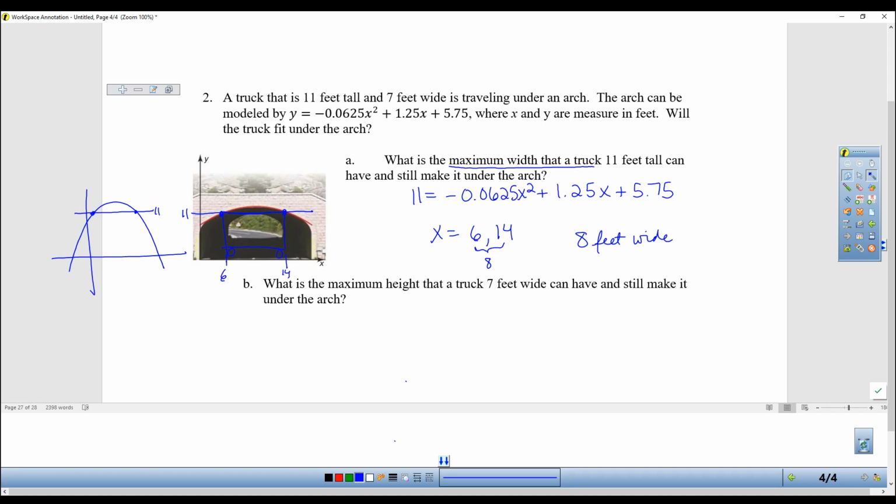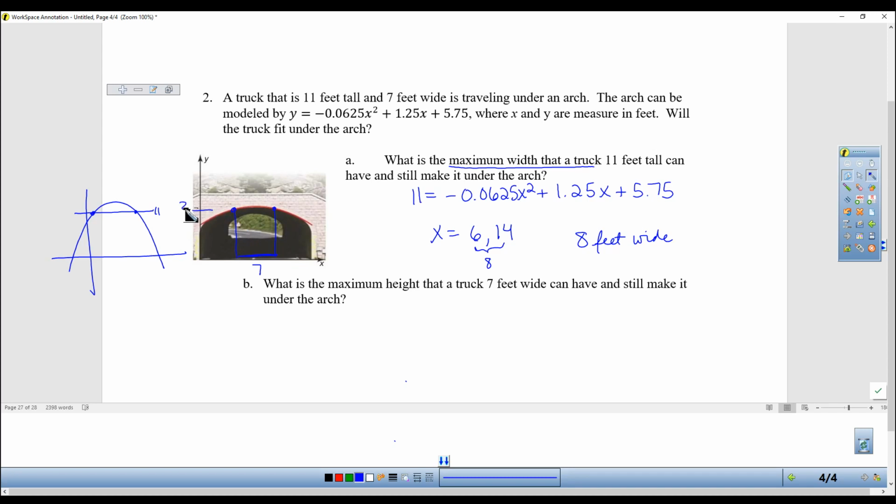All right, last one. What is the maximum height that a truck 7 feet wide can have? So does it make sense? I'm just going to erase this picture here. So now, does it make sense that if you don't have an 8-foot wide truck, you only have a 7-foot wide truck, it could actually go just a little bit higher, right? Because when it's 8 feet wide, it can only go 11 feet high, this is going to be able to go just a little bit higher.